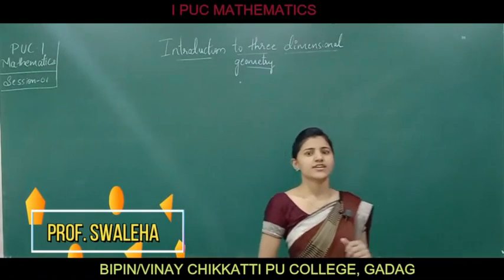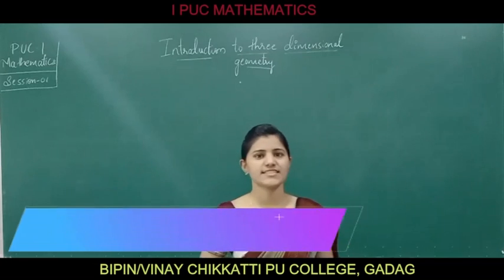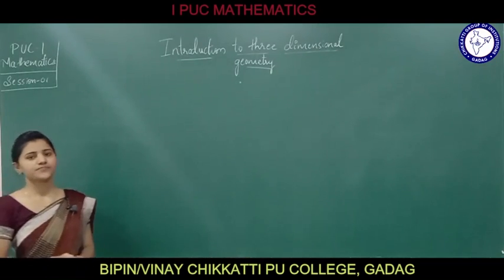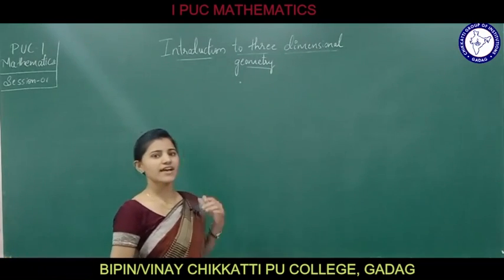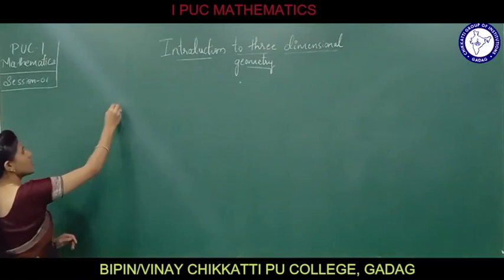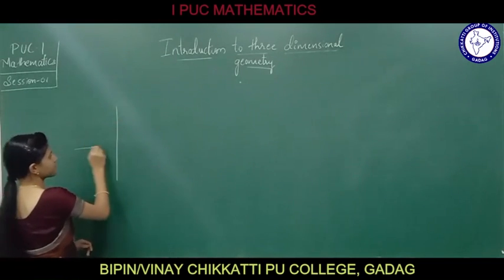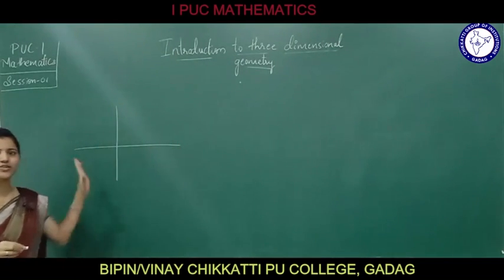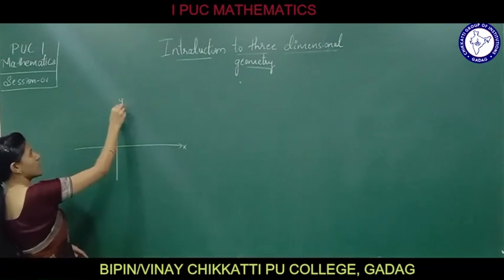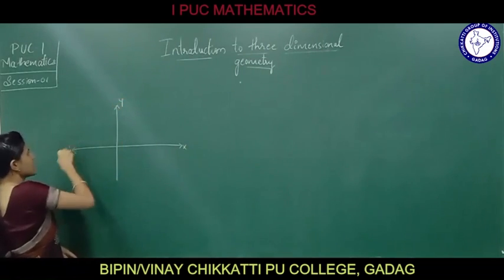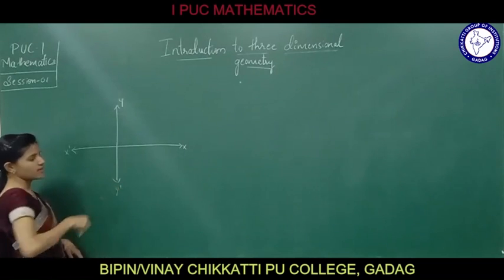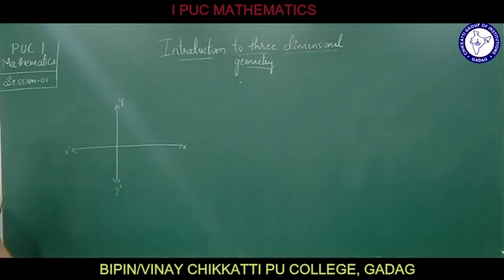Welcome to the class. Today we shall begin with the new chapter, chapter number 12, Introduction to Three-Dimensional Geometry. So we all have an idea about two dimensions, right? What is actually two dimensions? We are going to just consider the xy plane. This is going to be our x coordinate and this is the y coordinate. In the same way, the negative x axis we represent as x dash, and this is the negative y axis, that is nothing but y dash.